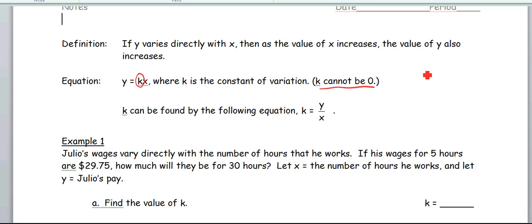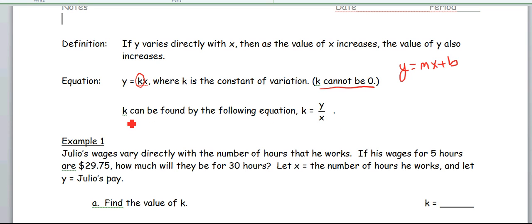If you remember, let's go back and look at the slope-intercept form, y equals mx plus b. The k is essentially performing the same function as m, but with a special consideration that it cannot be 0. And b, in this case, will always be 0, so we don't even include it. So it's y equals kx.